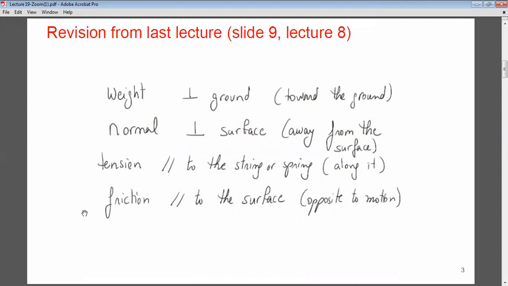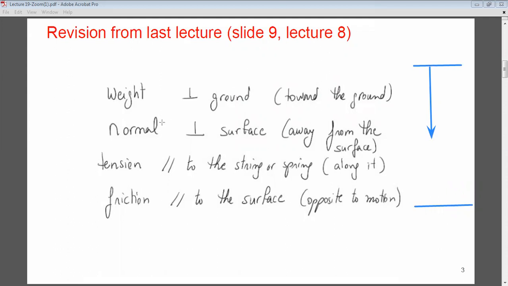But normally with this chapter, we will be mostly dealing with weight, normal, tension, and friction, okay? If there is a pulling force or any other force, that will be mentioned in the question itself. So weight, we said it is always perpendicular to the ground and toward the ground, okay? So it's always downward like this. If I have the ground here or here, I always draw the weight perpendicular to the ground, okay?